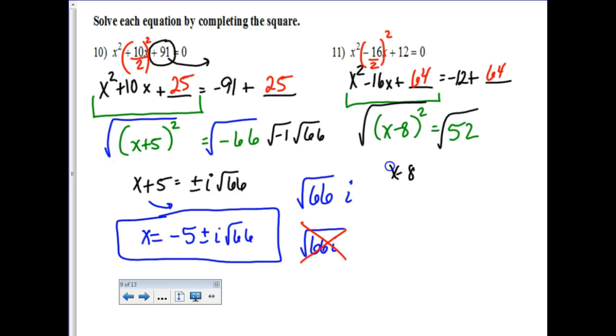So x minus 8 equals still positive and negative. I don't have to worry about breaking down with any i's. However, 52 does break down. Isn't 52 divisible by 4? 4 times 13? Okay. So this is the square root of 4 times square root of 13, better known as 2 square roots of 13. Nice job. So final answer set, I'm going to add the 8 over: 8 plus and minus 2 square roots of 13.